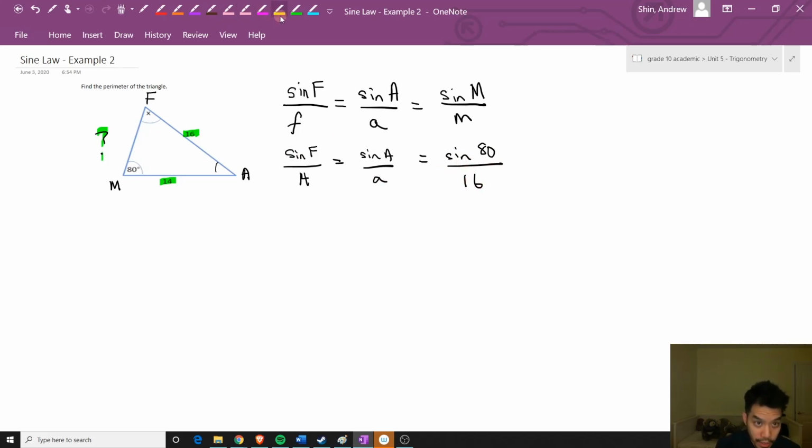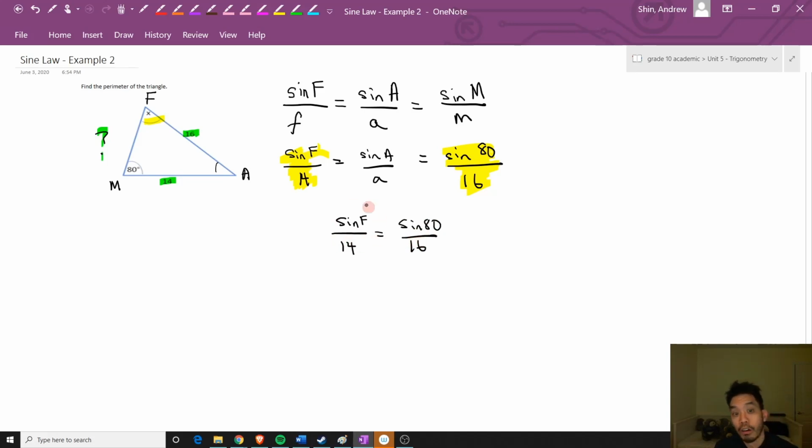The next step is to choose two of these three expressions. I'm going to choose F because I want that. And I'm definitely not going to choose this one because there's no givens here. We don't know angle A or side A. This is not going to be useful for helping us find angle F. I'm definitely going to choose the one with all numbers here because I can now combine these two together and create an equation that I can solve. So sine F over 14 equals sine 80 over 16.